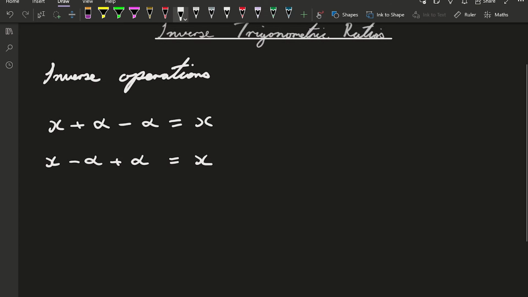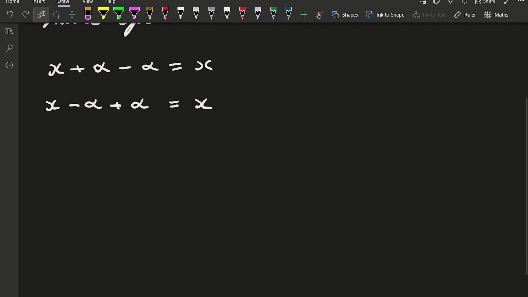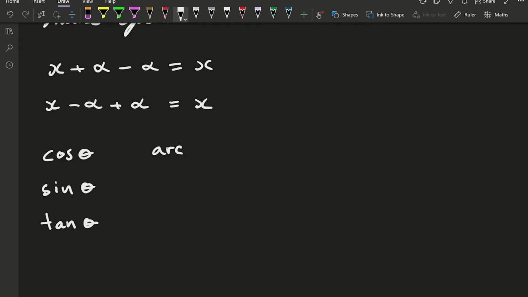It turns out that our familiar trigonometric ratios, the cosine of some angle theta, the sine of some angle theta, and the tangent of some angle theta, have inverse operations as well. The inverse operation for the cosine of theta is arccos, for cosine, and for sine we have arcsine. Oops, it won't be of theta. It'll be of some argument x. So we have the arcsine of x, and the arctan of x.